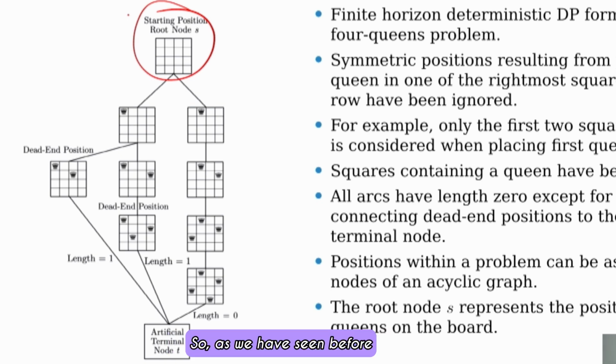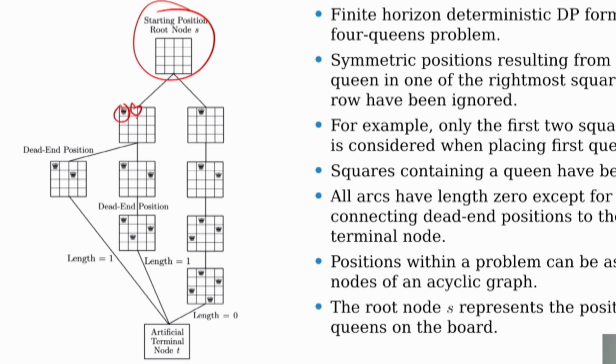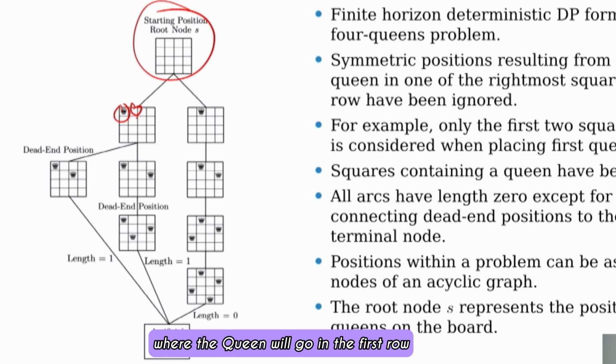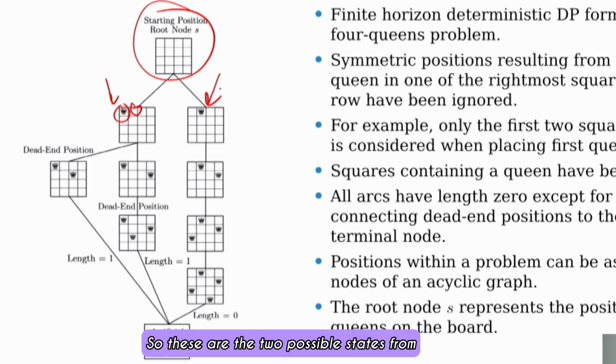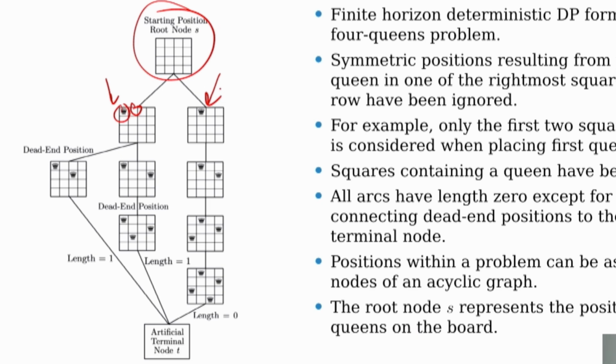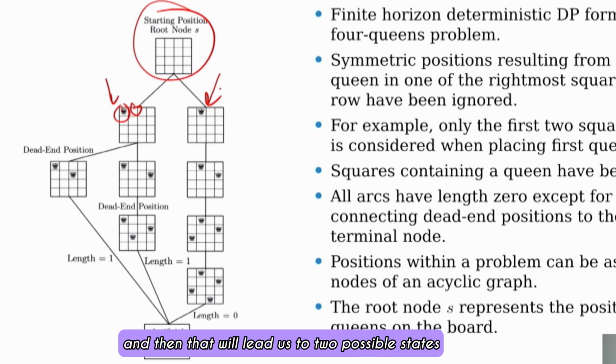As we have seen before, for the first row only the first 2 positions, the left positions of the first row, matter. So basically it's all about where the queen will go in the first row. There are 2 possibilities there: the first possibility is this one, and the second possibility is this one. These are the 2 possible actions that we will take, and that will lead us to 2 possible states.